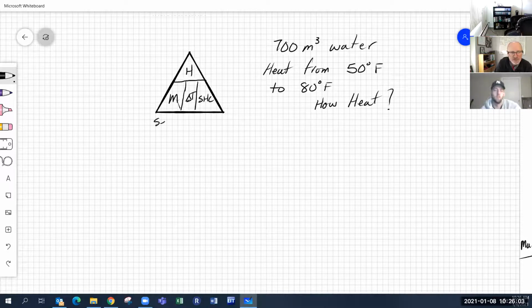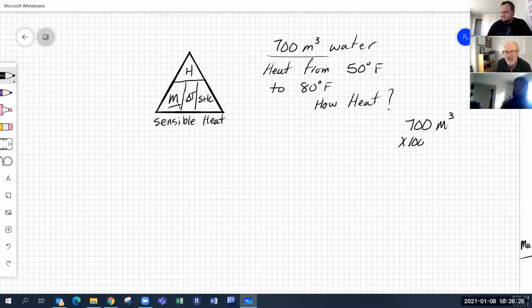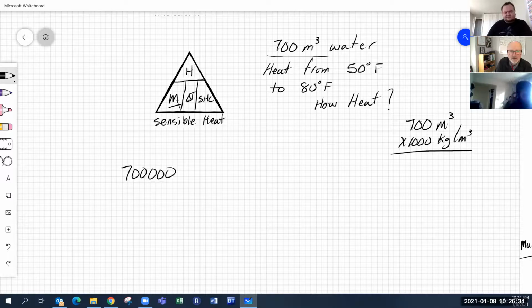So, sensible heat equation would say take my mass. So I have 700 cubic meters of water, so 700 meters cubed. How many kilograms of water in 1 cubic meter? Does anybody remember? 1,000. It's 1,000 kilograms per cubic meter. That gives me a lot of kilograms. That's a big swimming pool. I got a lot of water in there.